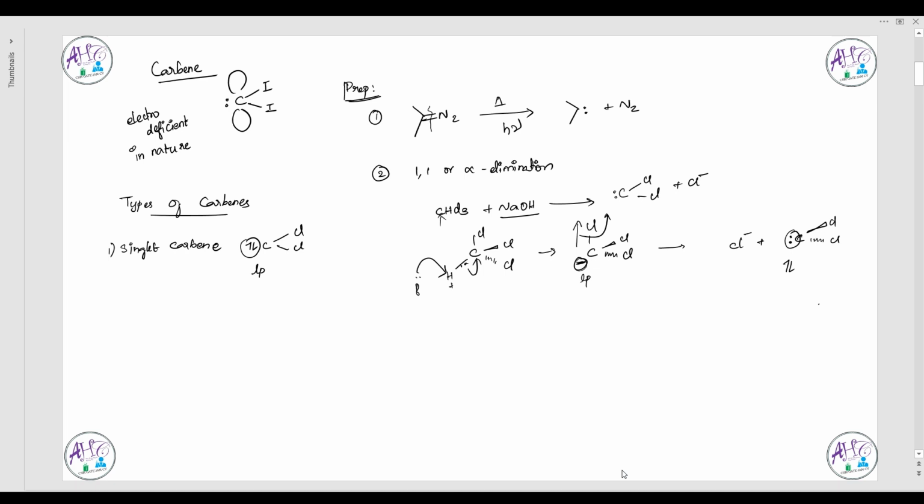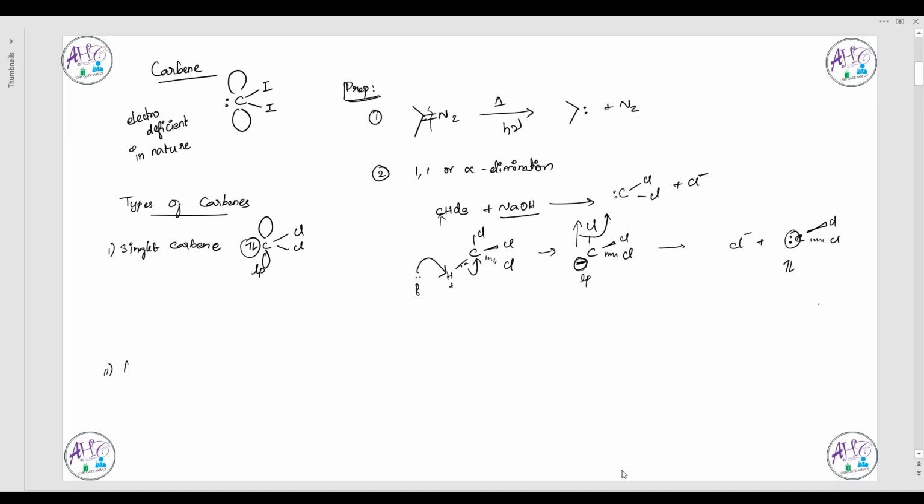So in your singlet carbene, you will have a lone pair and a vacant orbital. So this is going to be your singlet carbene. Okay, so a singlet carbene will have a different reaction, and then your triplet carbene.